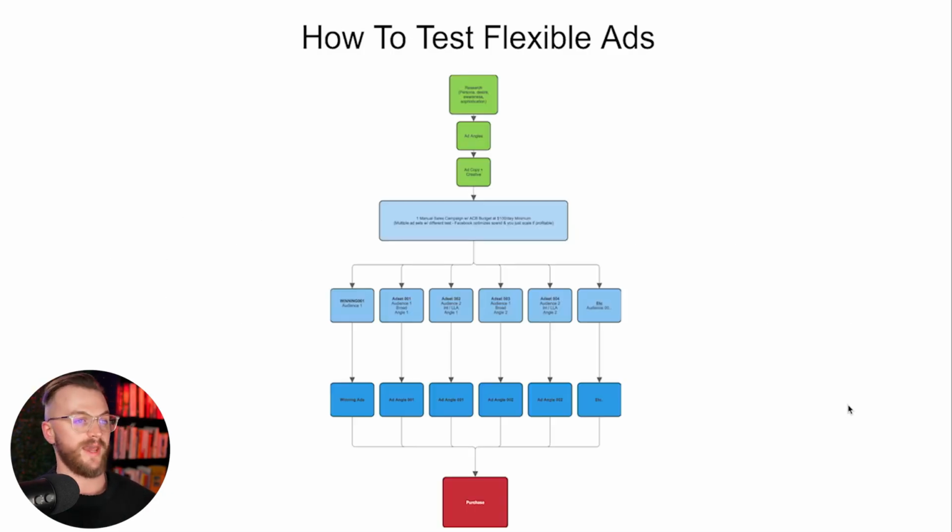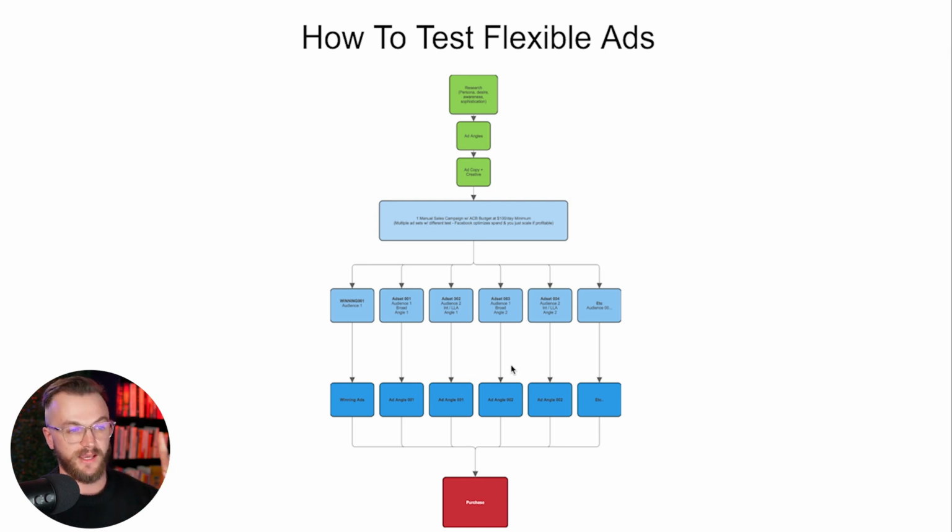Now, this is how we actually test flexible Facebook ads. So this is our entire campaign structure seen in this chart right here. It starts out with our research, and figuring out your ad angles and your ad copy and your creative. And then your campaign structure is seen in the blue right here. So you have your manual sales campaign that we are going to be creating.